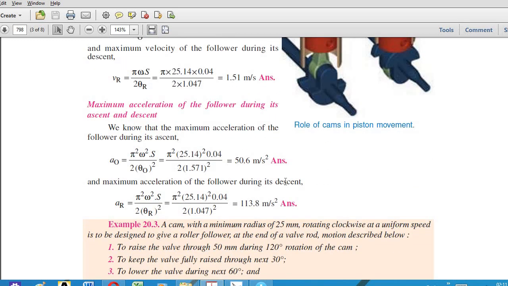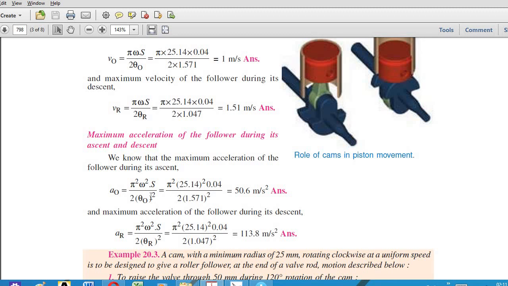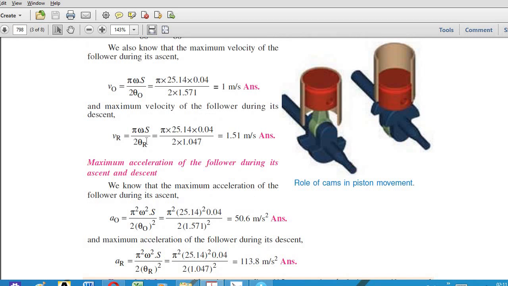Similarly, you calculate the maximum acceleration during ascent and descent. Maximum acceleration during ascent is given by pi square omega square s divided by 2 theta naught square. You substitute the values and you get the answer as 50.6 meter per second square. Similarly, for the maximum acceleration during descent, you substitute the angle of descent in radians, and you get 113.8 meter per second square. So these formulae you have to remember. For different motions there will be different formulae that you have to remember. This is for simple harmonic motion.